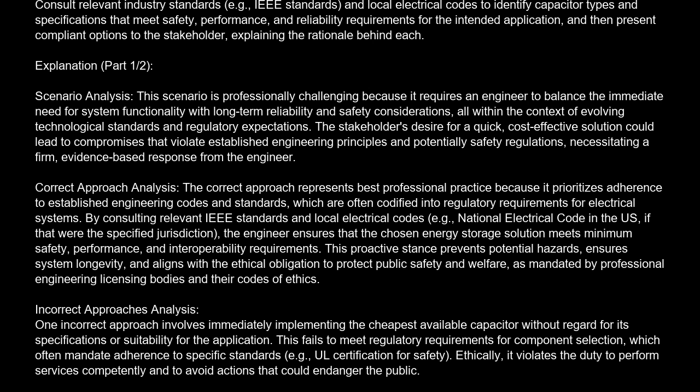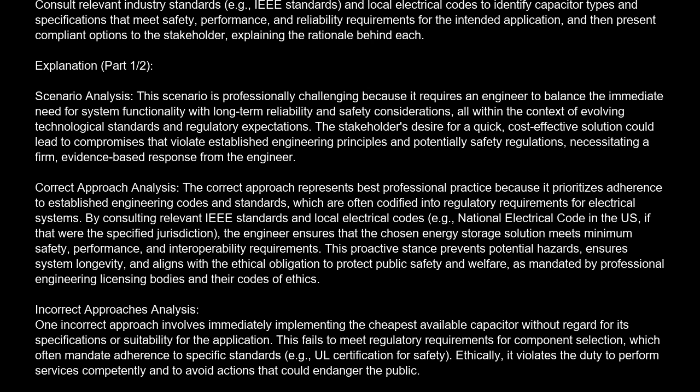Explanation. Scenario analysis. This scenario is professionally challenging because it requires an engineer to balance the immediate need for system functionality with long-term reliability and safety considerations, all within the context of evolving technological standards and regulatory expectations. The stakeholders' desire for a quick, cost-effective solution could lead to compromises that violate established engineering principles and potentially safety regulations, necessitating a firm, evidence-based response from the engineer.